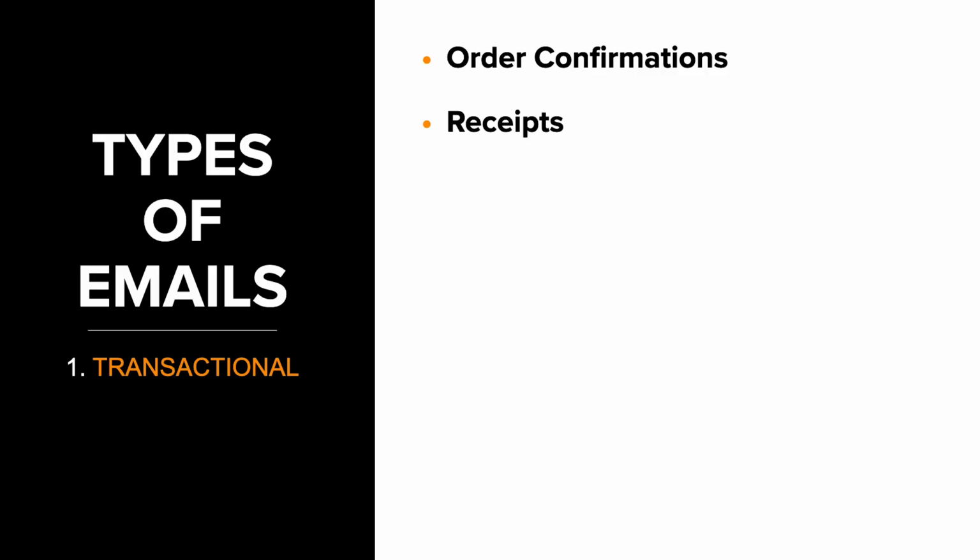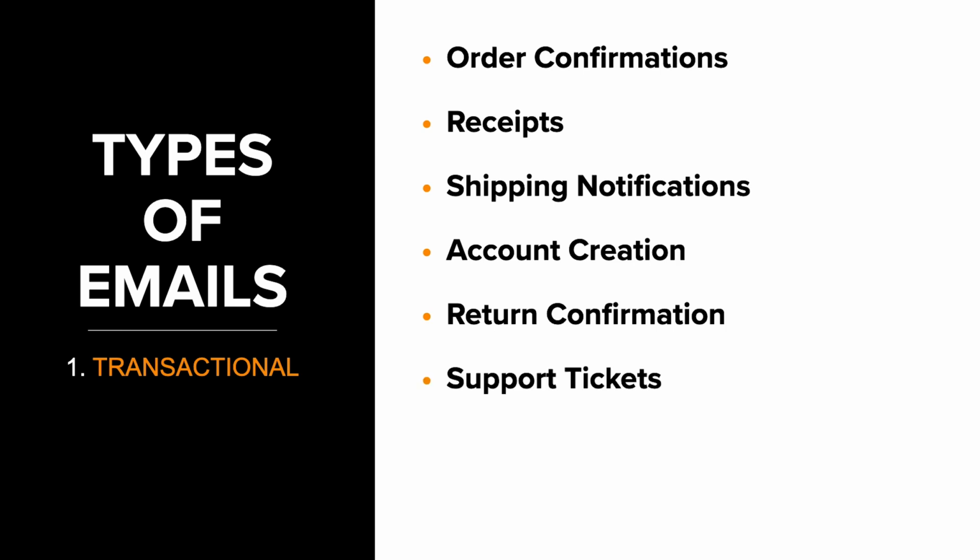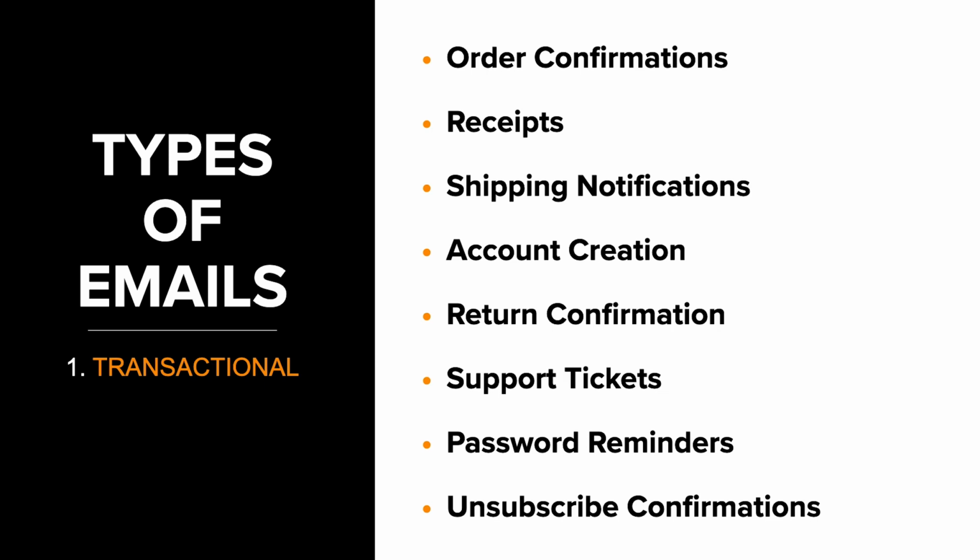So when we look at the types of transactional emails, it's no surprise that the first one is an order confirmation. Again, order confirmations close the loop that a transaction has been completed. The same with a receipt, which is another type of transactional email. Also a shipping notification or an account creation, a return confirmation. Support tickets are transactional emails, password resets or reminders, and even unsubscribe confirmations are types of transactional emails. They're emails triggered based on a service requested by the customer.